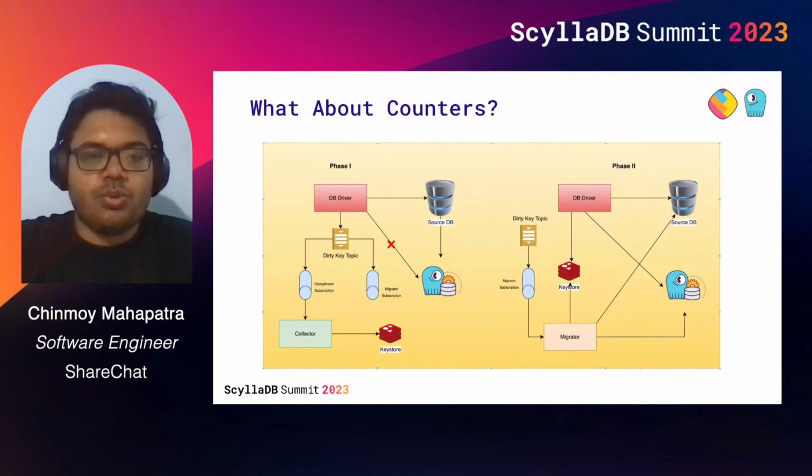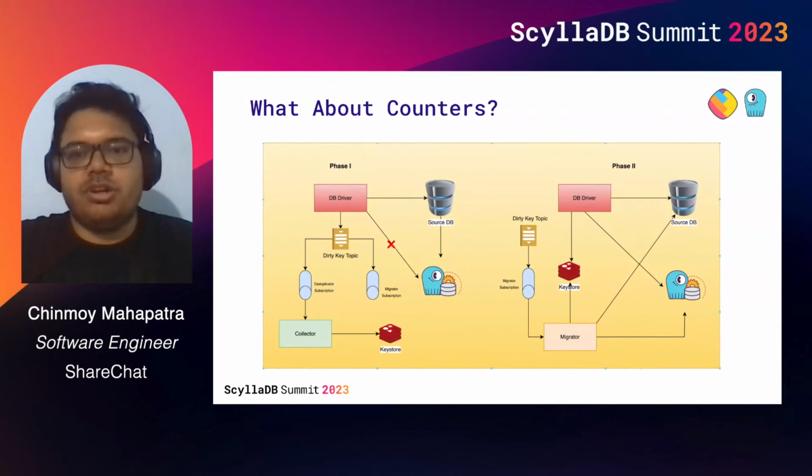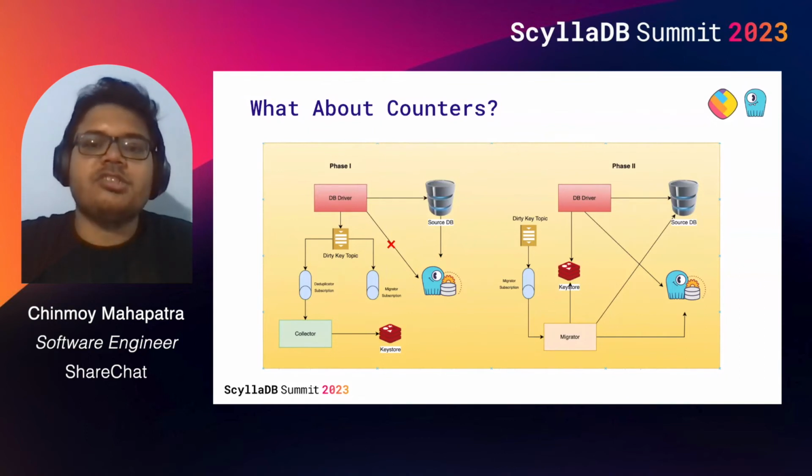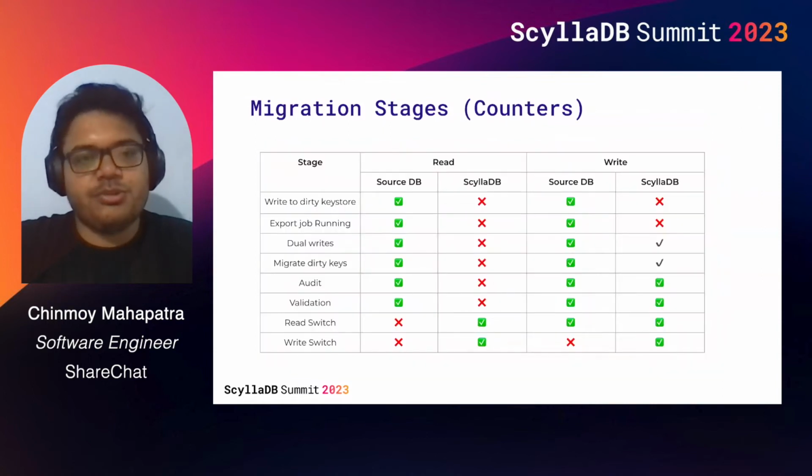In the second phase, once the export job is complete, we start with a partial dual write. So we do dual writes on source DB and ScyllaDB for keys which are not in key store. But the migrator is responsible for migrating the keys that are in key store. So it uses the migrator subscription. It reads the data from source DB and moves to ScyllaDB. Now, once both of these phases are complete, if everything goes well, we have data consistency because we did not do a double write on ScyllaDB for the keys that were used in the migration.